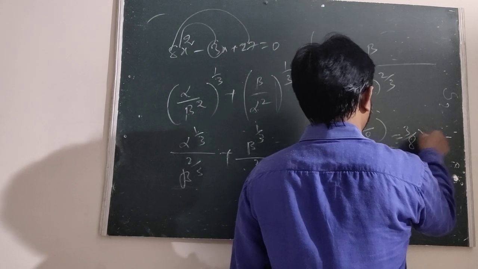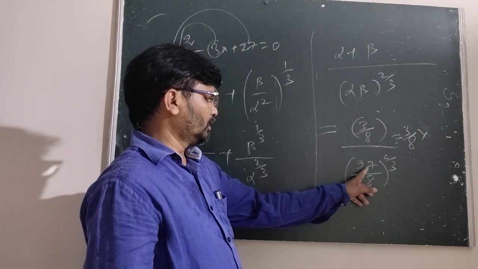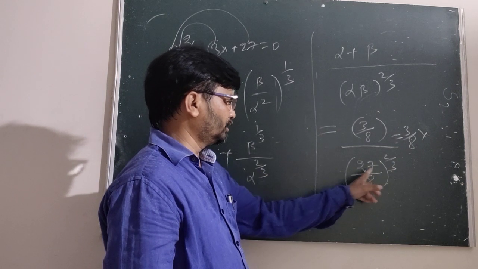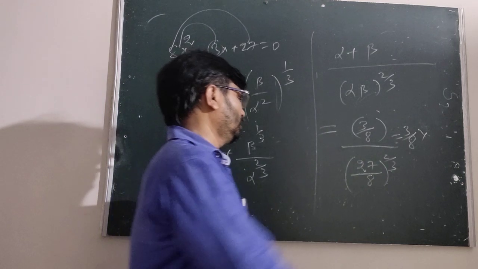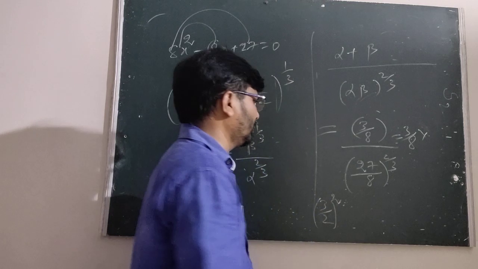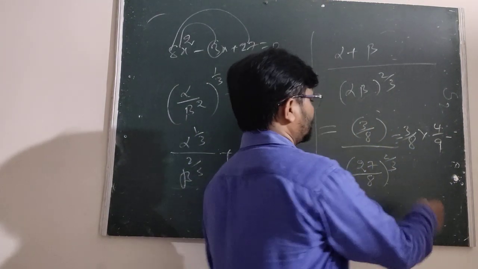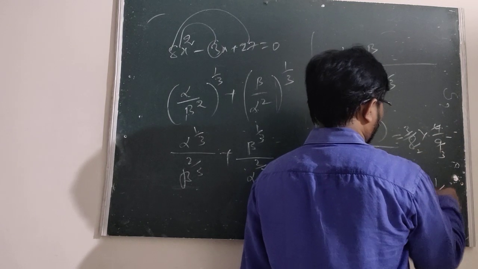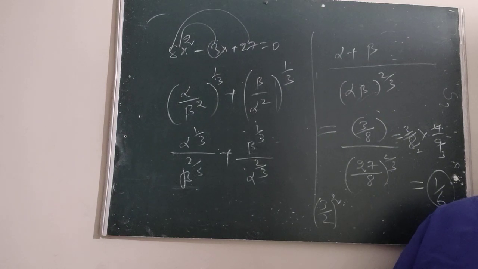Now this is 3 by 8 divided by (27 by 8) power 2 by 3. We can write 3 cube and 2 cube, so the cube root gives 3 by 2, whole square is 9 by 4. So this becomes 3 by 8 into 4 by 9, which simplifies to 1 by 6. 1 by 6 is the answer.